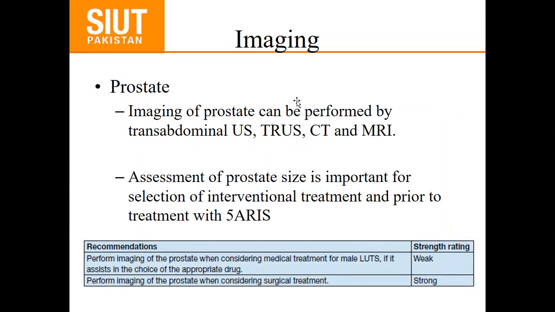Next step is imaging the prostate, and imaging of the prostate can be performed by transabdominal ultrasound, transrectal ultrasound, CT and MRI. Assessment of prostate size is important for selection of interventional treatment and prior to starting treatment with 5-alpha reductase inhibitors. Performing imaging of the prostate when considering medical treatment of male lower urinary tract symptoms, if it assists in the choice of the appropriate drug, is a weak recommendation, and performing imaging of the prostate when considering surgical treatment is strongly recommended by EAU.